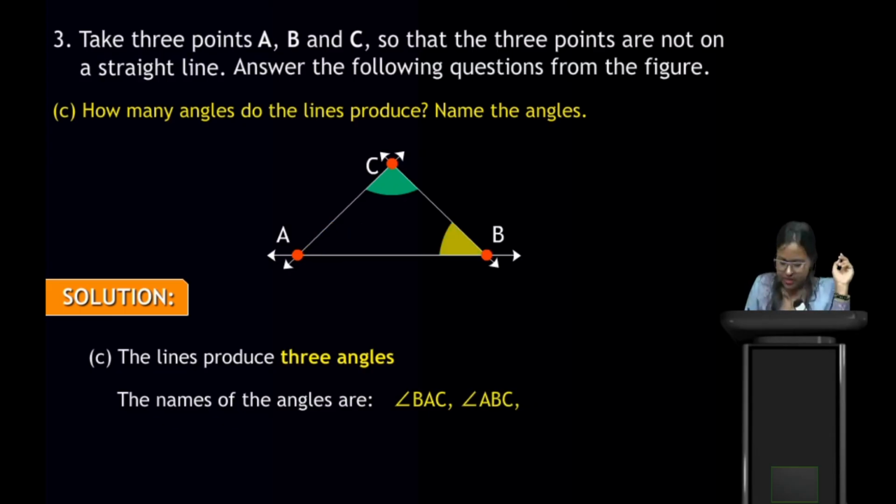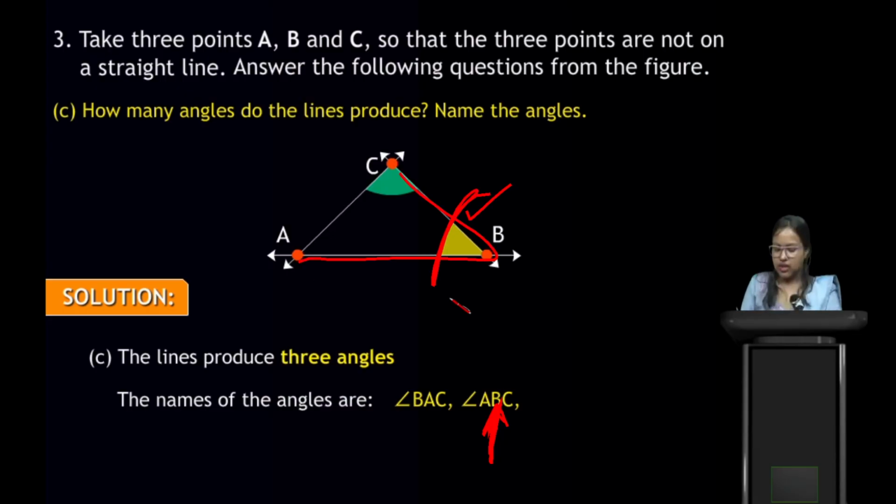Okay, now next is ABC. So next angle is our ABC. So which angle they are talking about by ABC? Which angle they are denoting? Yes, very good. This yellow color one. Why? Because B is in middle. That means B is the vertex and angle will form at B only, right? So this ABC, this one is our required angle.